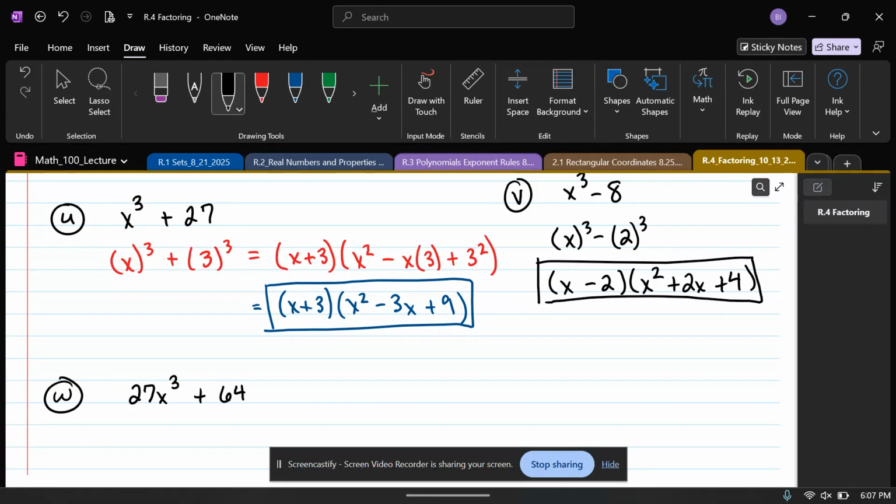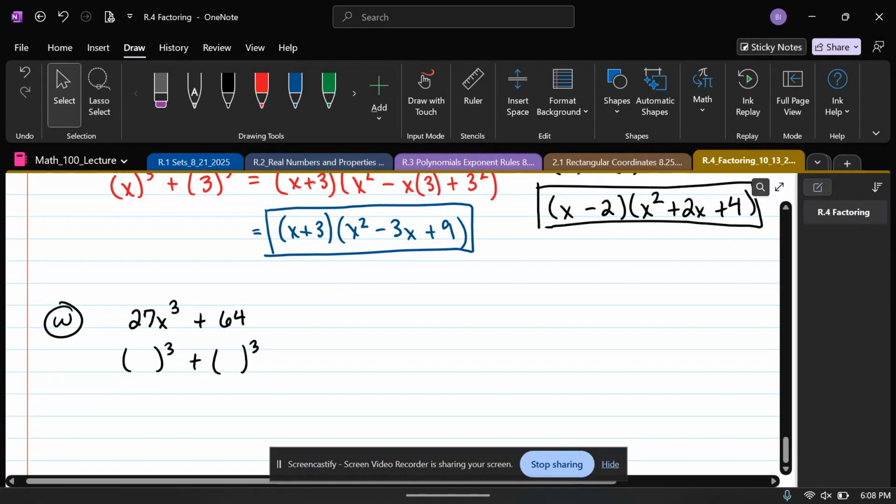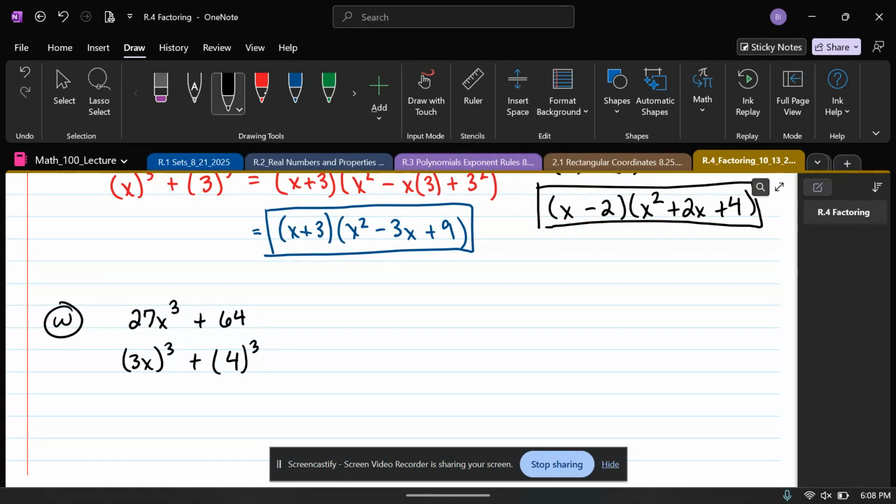I look at the numbers to see if there's a GCF, because if I could make them smaller, it'd be a lot easier. But 27 is divisible by 9. 64 is not divisible by 9. 27 is divisible by 3. 3 doesn't go into 64, so no GCF. So I'm ready to set up my sum of cubes. 3x and 4. Very good. Let's see if we can factor that.